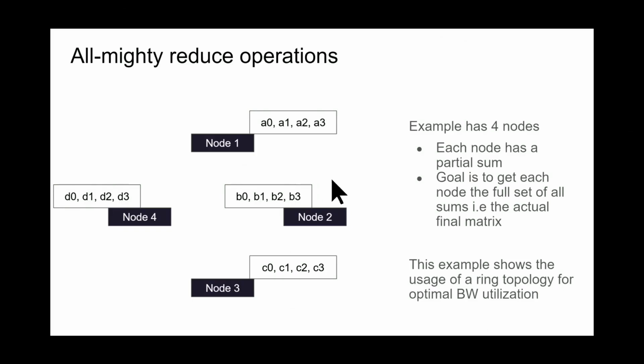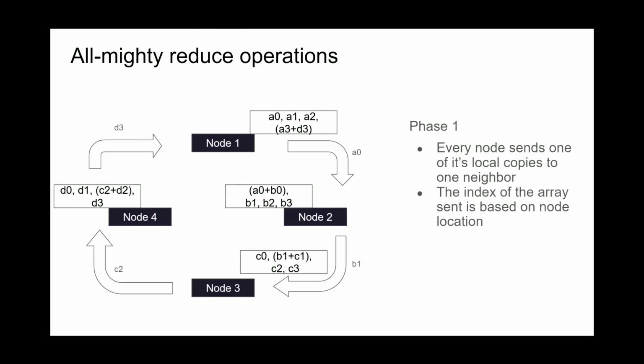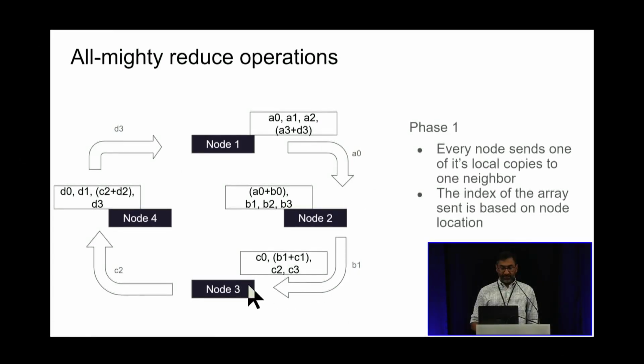The way you would solve this problem, which is a reduction across the board, is by doing, let's say at step 1, A0 gets sent to node 2. B1 gets sent to node 3, C2 gets sent to node 4, and D3 gets sent to node 1. So you can see now, node 1 at the end of this step has A3 and D3. It has added those two. Node 2 has A0 and B0. Node 3 has B1 and C1, and so on and so forth. So far, so good?